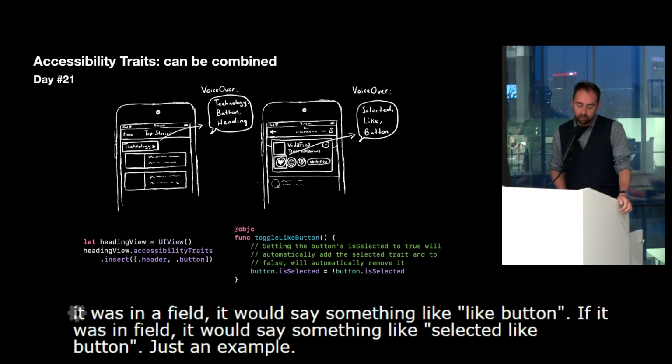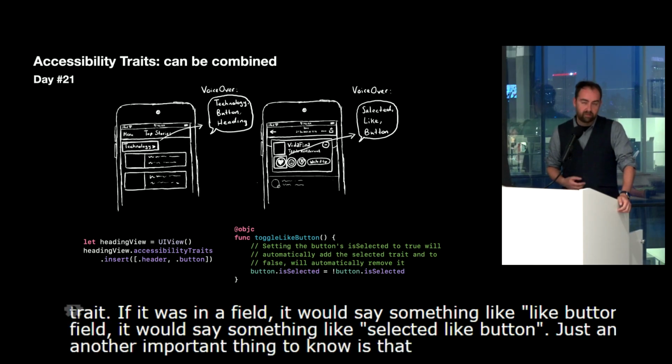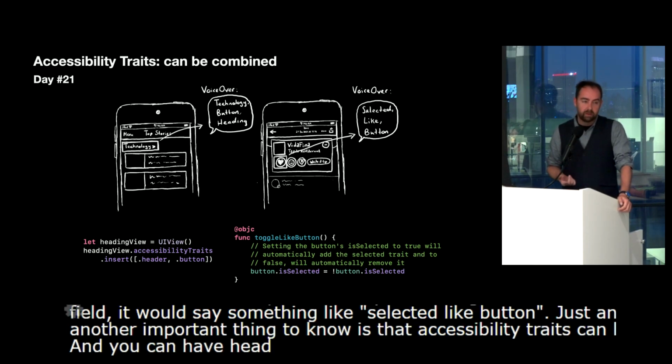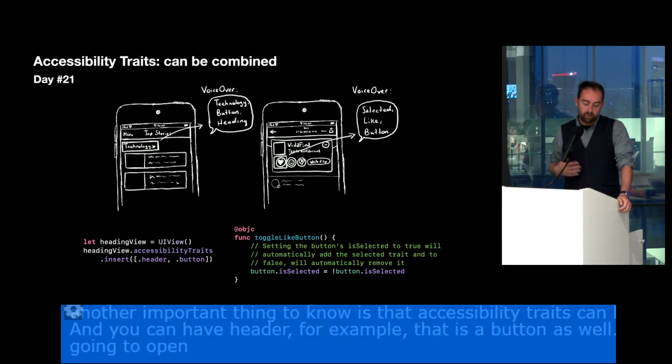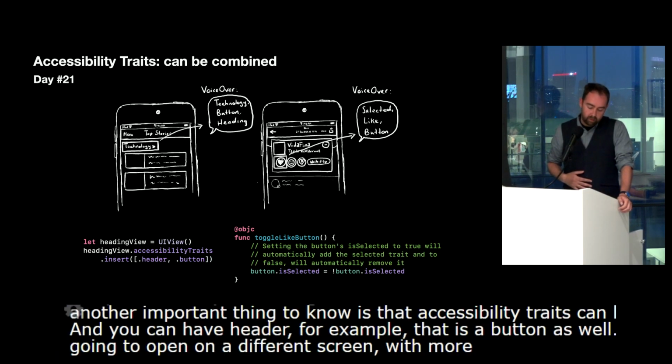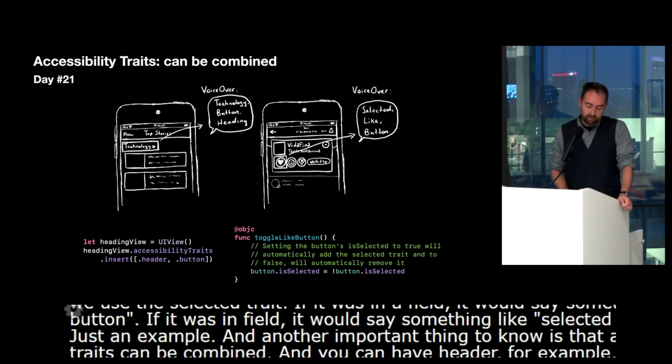And another important thing to know is that accessibility traits can be combined. And you can have header, for example, that is a button as well, because it's going to open a different screen with more information about that section. Or you can have, like the example said, a button that is selected. So those are two different traits.